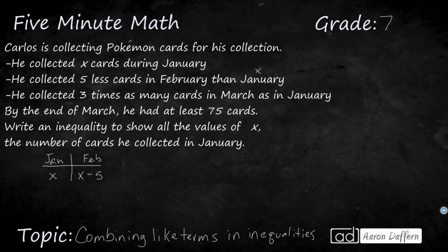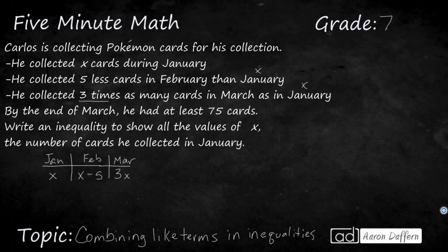And then he collected 3 times as many cards in March as in January. So everything goes back to January, and January is unknown. January is this X. But they do give us something here. 3 times as many cards in March as in January. So I'm going to write 3 times x, and we can actually just put 3x, that's implied multiplication. So January's got x, February has 5 less than x, and March has 3 times x.